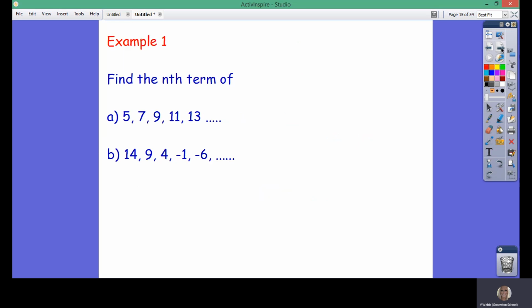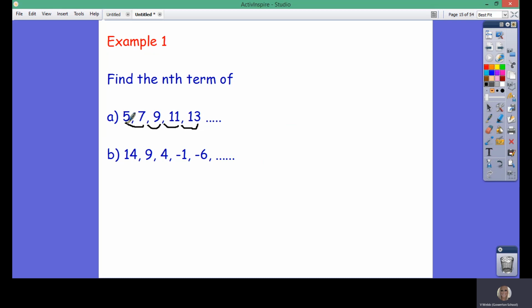Okay, what we're going to do now then is have a look and see if we can find the nth term of different sequences. Now these ones are slightly easier. These are called linear sequences. Now the reason why they're called linear sequences is if we have a look at the gap between each number, they go up or down in the same gap.